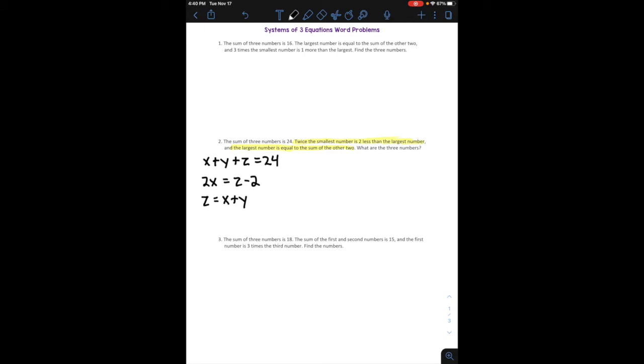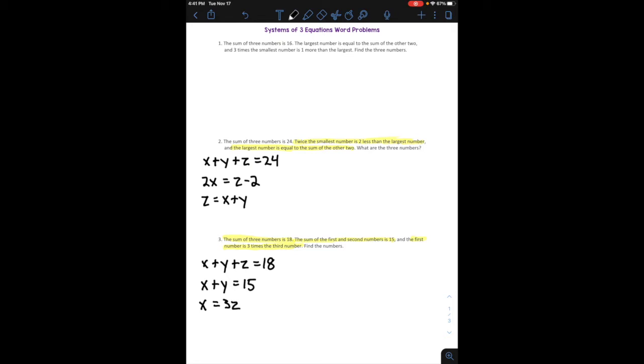In number 3, the sum of three numbers is 18, so we're going to represent that as x plus y plus z is 18. The sum of the first and second number is 15, so I'll say x plus y is 15. And lastly, the first number is 3 times the third. The first number here is x, so that would equal 3 times the third is z.